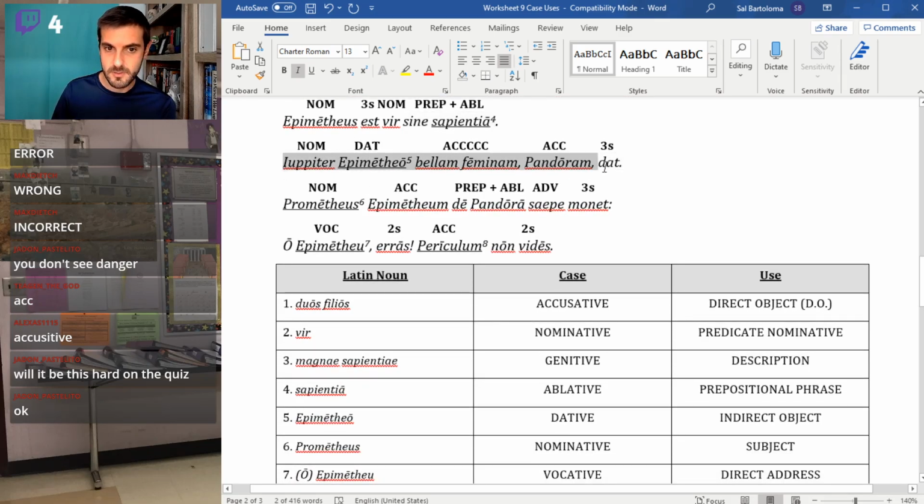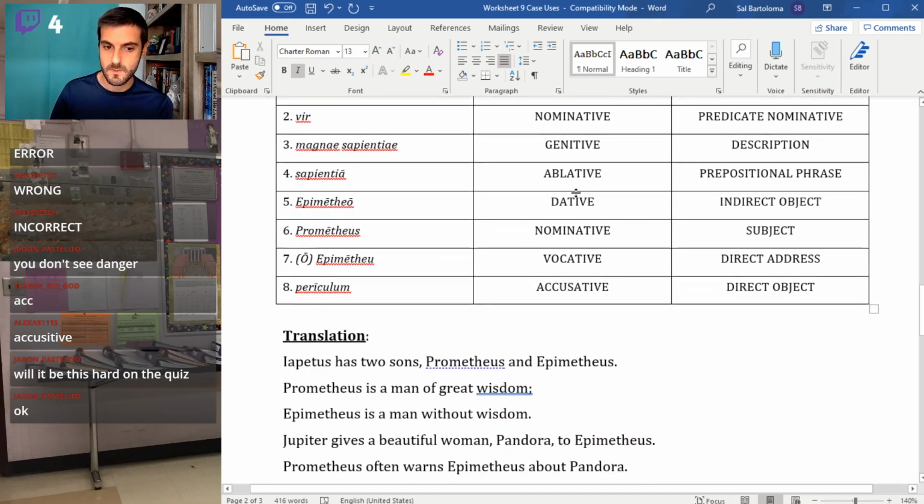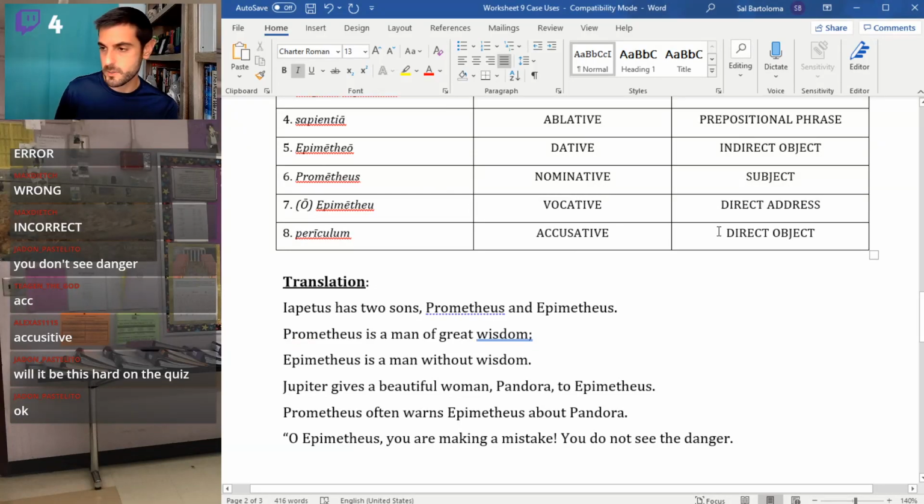Jupiter gives the beautiful woman Pandora to Epimetheus. So we had an indirect object there, dative. Prometheus, the subject, often warns Epimetheus about Pandora. He says, oh Epimetheus, oh brother, you are making a mistake. So direct address, vocative. You do not see the danger, accusative, direct object. And there is our translation.